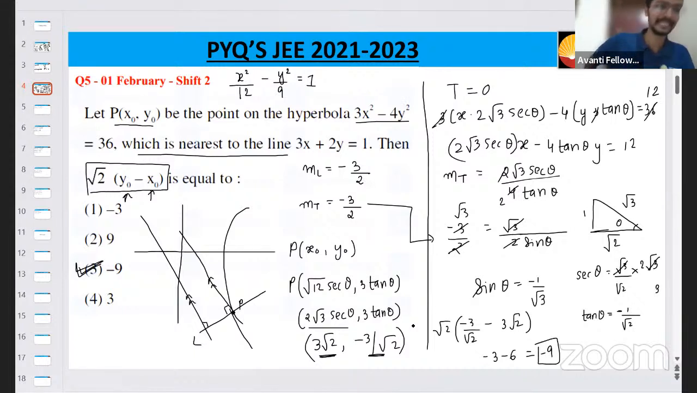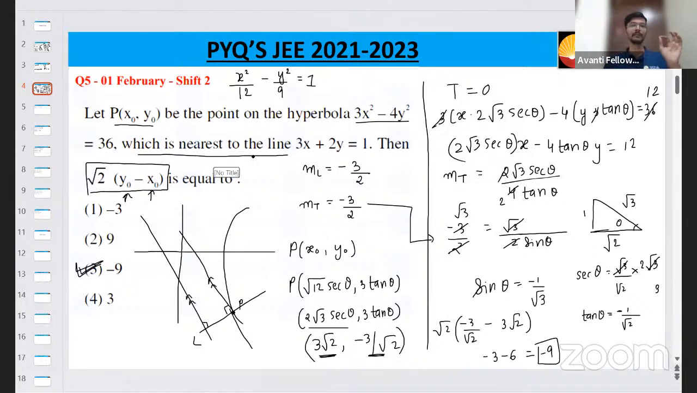Please, guys, take care here that you do not miss this sign. If you miss this sign, see there are options also for plus 9. So you might get a plus 9 answer because of the sign. I hope it is clear. So it was again a good question.